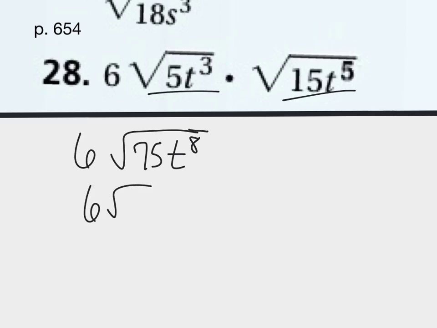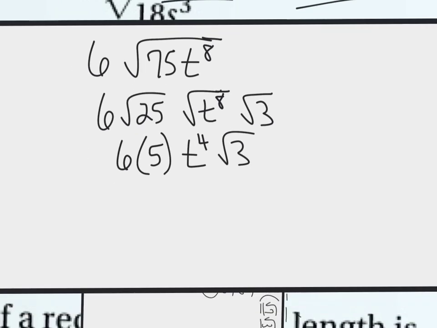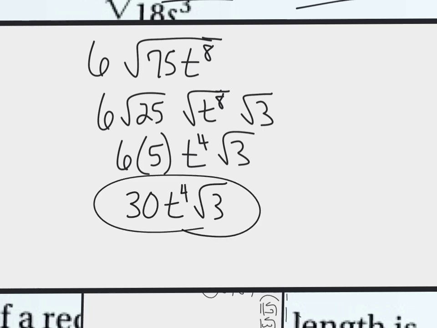And then we'll try to pull out a perfect square. So 75 would be 25 times 3. And then t to the 8th, that's an even power, so we can just keep that there. Square root of 25 is 5. Square root of t to the 8th, what times itself would give us t to the 8th? That would be t to the 4th. So this would be 30 t to the 4th times the square root of 3.